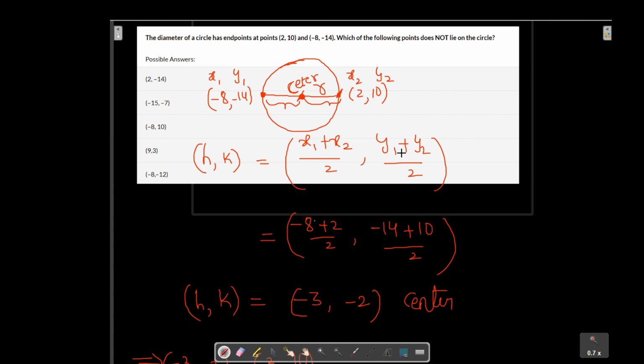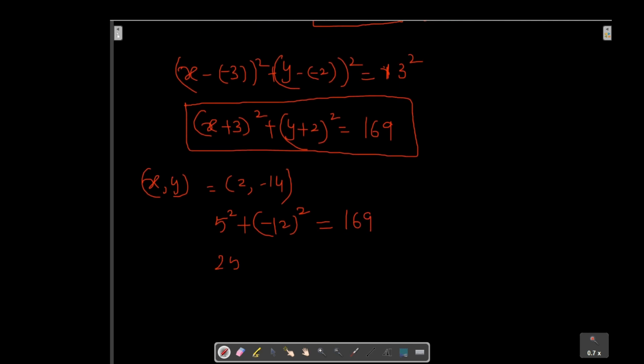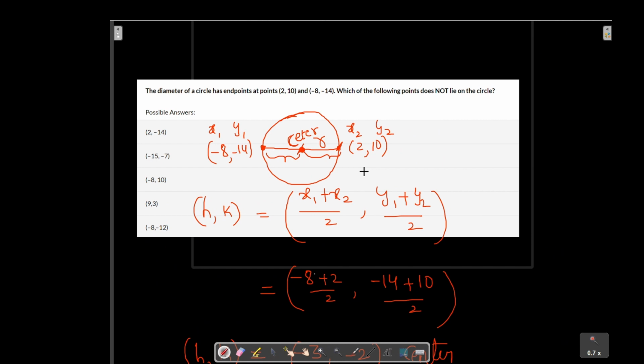or not. Let's plug in 2 and negative 14. First option, 2 and negative 14. Let's plug in 2. 2 plus 3 whole square, 5 square, plus y plus 2. Negative 14 plus 2, which is negative 12 square. We'll see whether we are getting this equals to 169. Okay. 5 square is 25 plus 144, which equals 169. So this point lies on the circle. We need to find which of the following points does not lie on the circle.